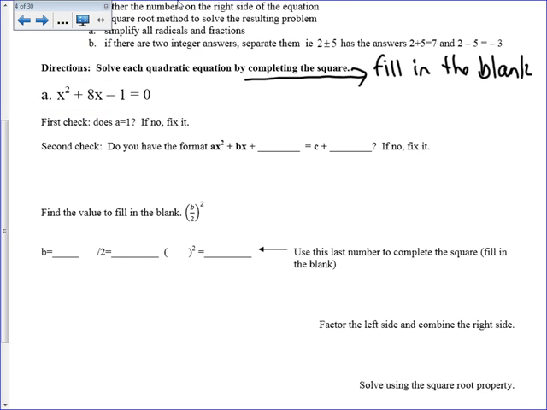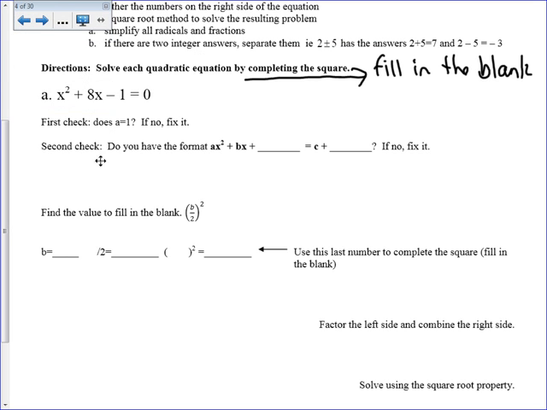For all of these problems, no matter which type of method we're using to solve them, you've got to make sure you have your setup before you start going. So the first check, does a equal 1? Yes. So a is the number in front of x squared. You've got to make sure that it's just a 1 in front of x squared. If there's some other number, we're just going to divide everything by that number. So if no, fix it. We don't have to fix it here.